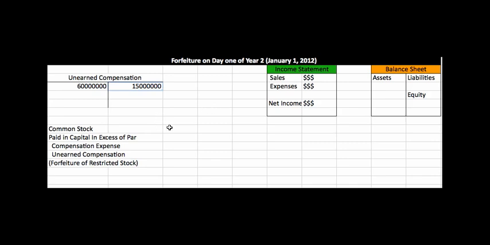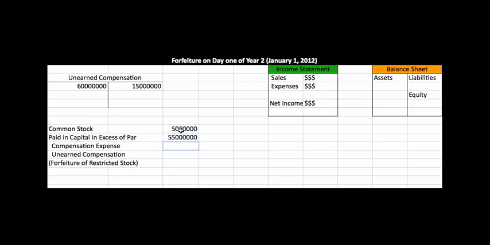And so if you reflect back to the very first transaction created on the grant date, we had credited common stock and paid in capital into our equity portion of our balance sheet. Now we have to remove that because it's actually not going to be awarded. So I'm going to basically undo that transaction by debiting my common stock for the $5 million I had originally put in there, and also debiting the paid in capital in excess of par by the $55 million that I originally had put in there.